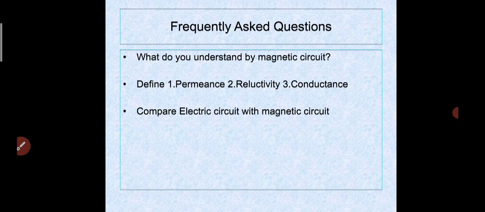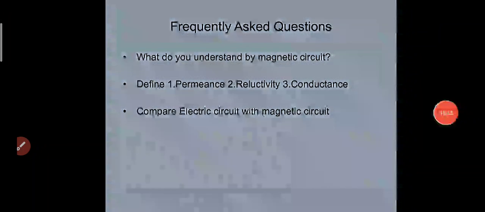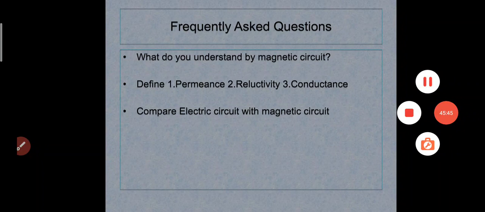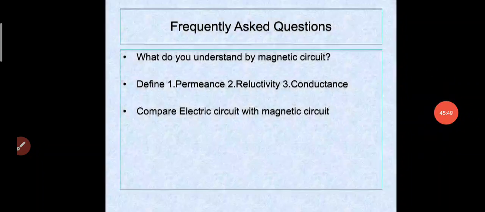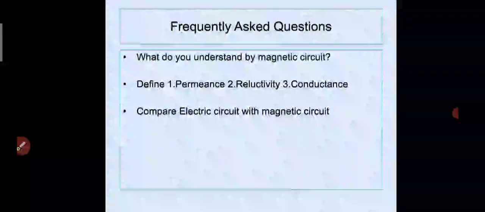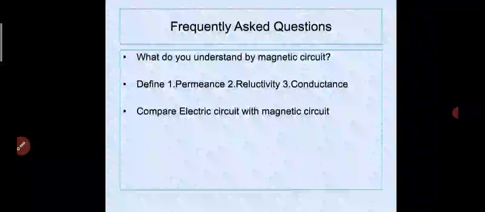And in the electric circuit, there is a current I. And in the magnetic circuit, the flux is phi. So this topic is most important. Prepare the topic: electric circuit and magnetic circuit difference.